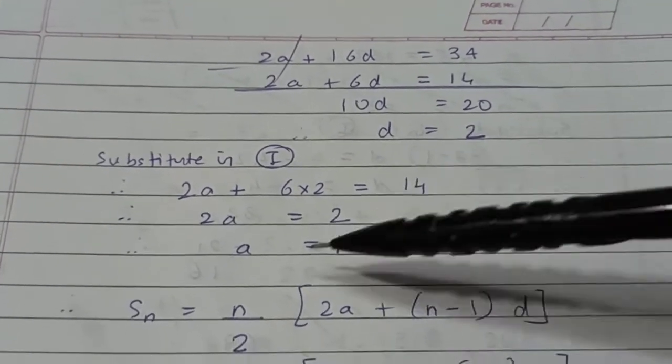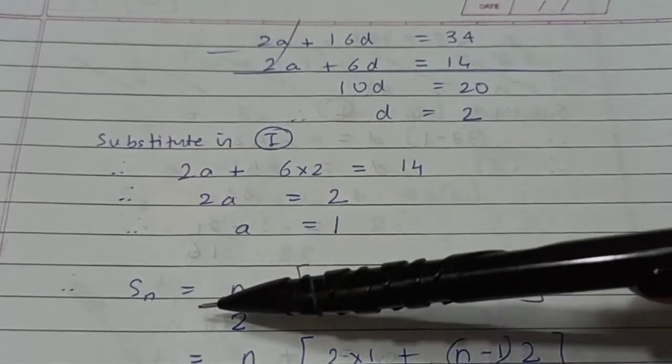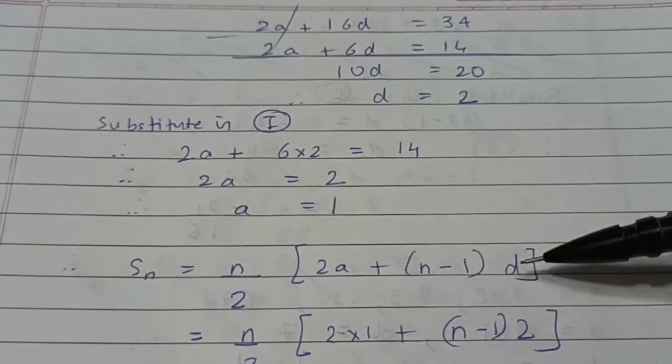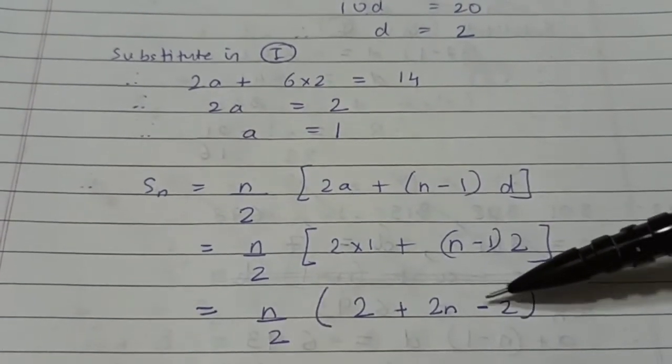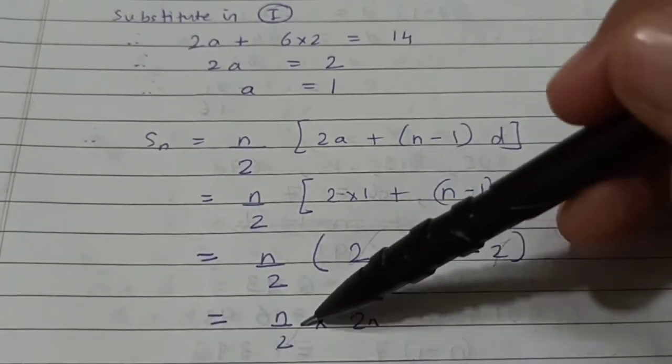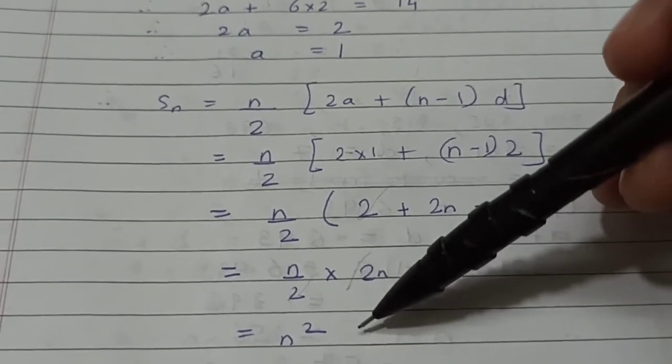And now they want the formula for Sn. Here I substitute the value of a and d. I solve it further, open the brackets. 2 minus 2 cancelled, 2 cancelled. I'm getting the answer is n squared.